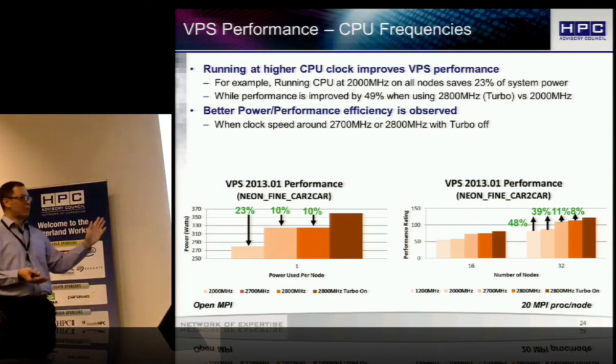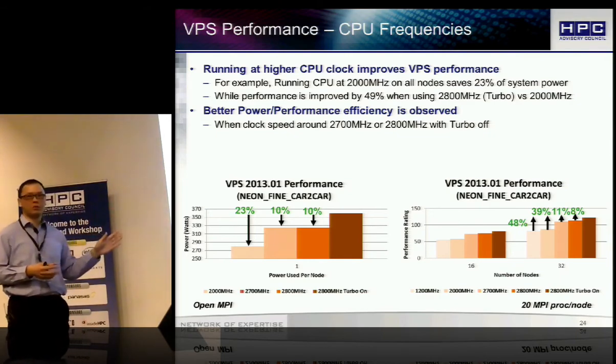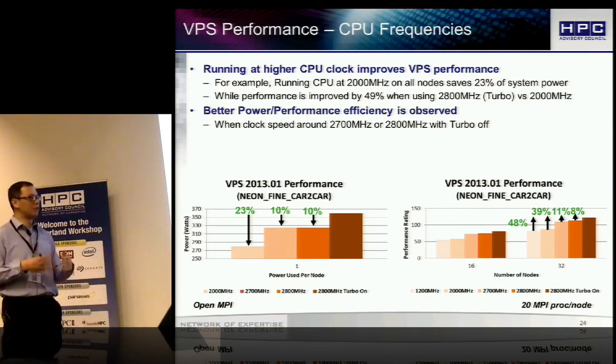Much worse performance at 1.2 gigahertz. But surprisingly, not a really huge difference at 2.0 gigahertz, considering the big decline in CPU frequency.